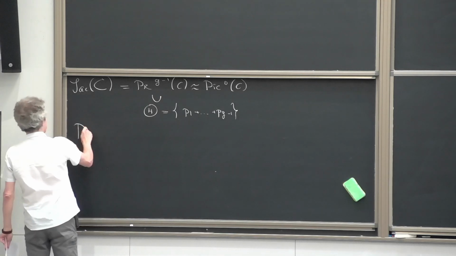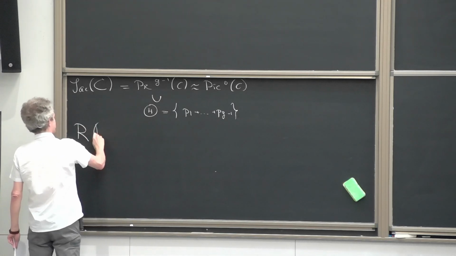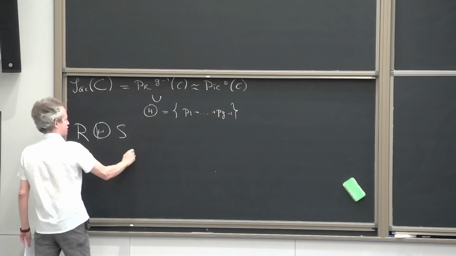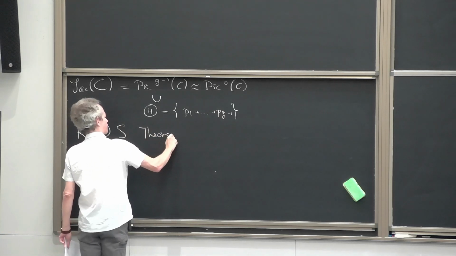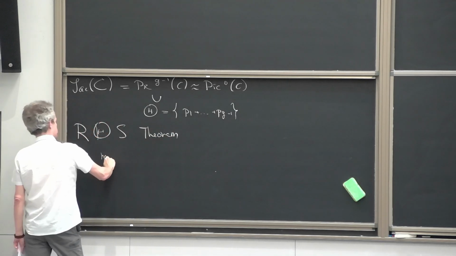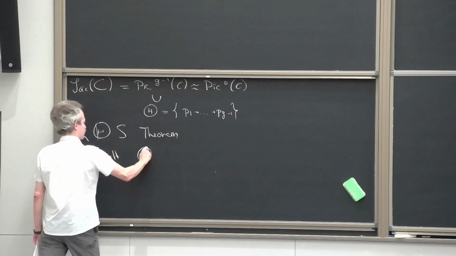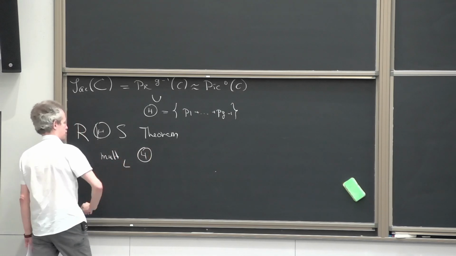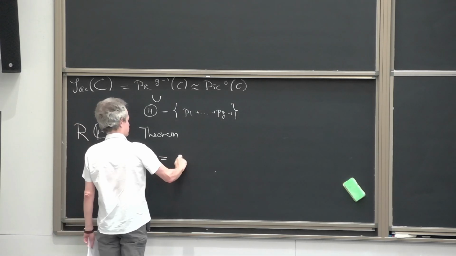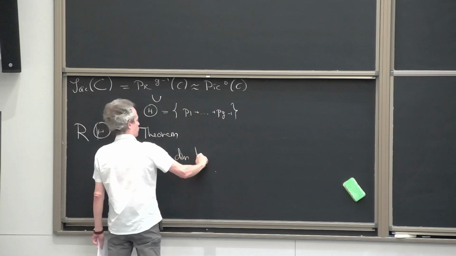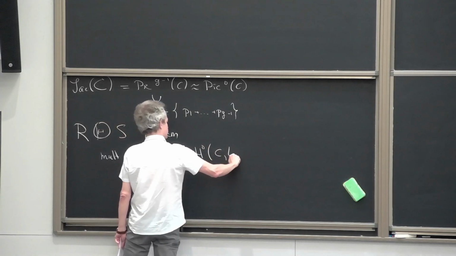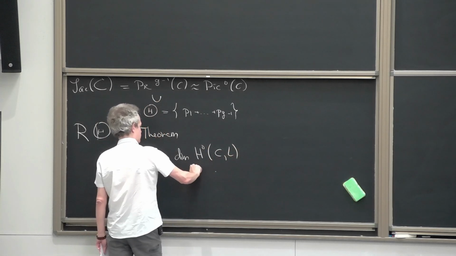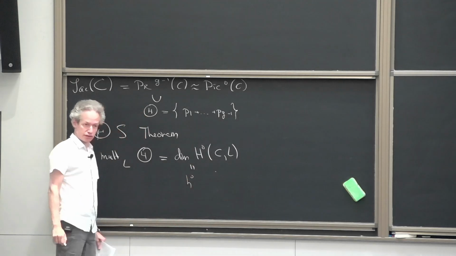And we have Riemann's theta singularity theorem, which says the multiplicity of the divisor Θ at a point L is equal to the dimension of H^0 of C, L. Of course, I'll write very quickly little h^0 for this dimension.